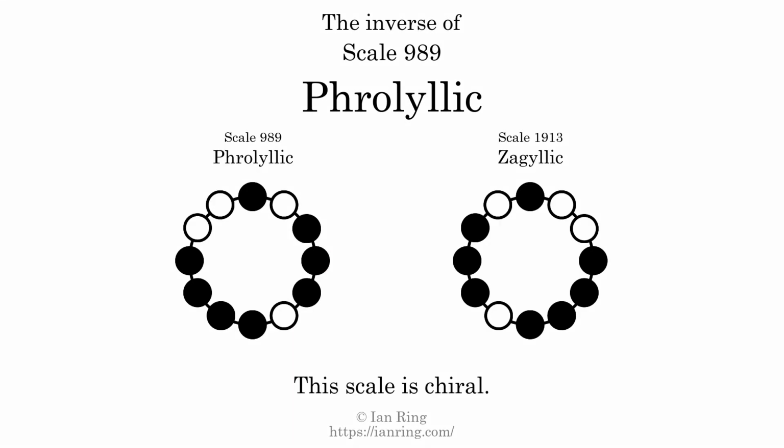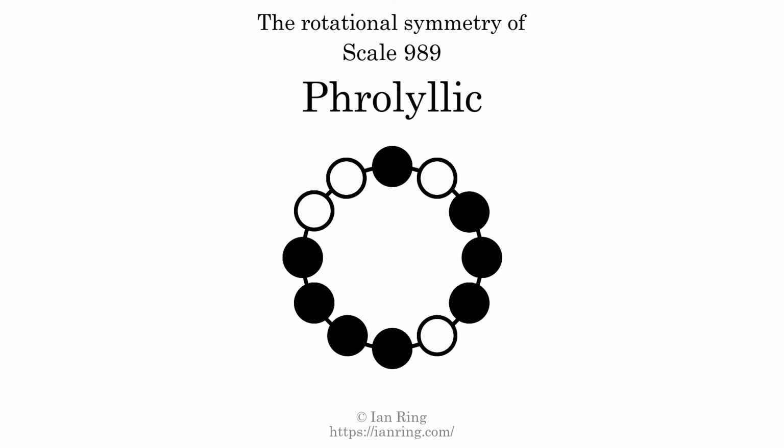The inverse of a scale is a mirror image. It is what you get when the sequence of intervals is reversed. The inverse of this scale is scale 1913, also known as Phrolyllic. This scale is chiral. It cannot transform into its inverse by rotational transformation. This scale has no rotational symmetry.